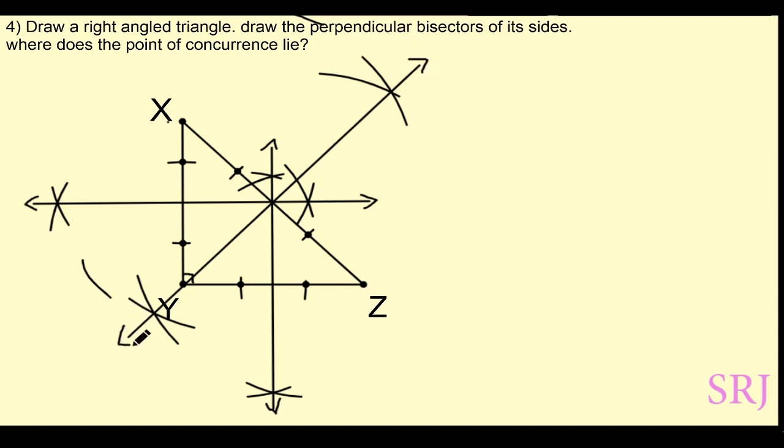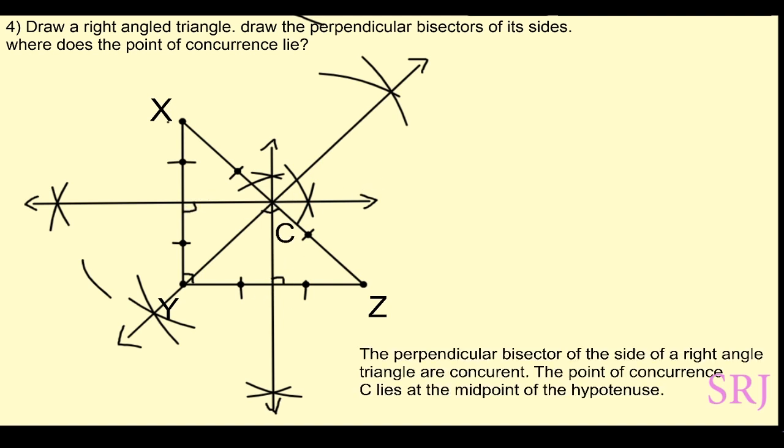Now name the point of concurrence as C. So the final statement is: the perpendicular bisectors of the sides of a right angle triangle are concurrent. The point of concurrence C lies at the midpoint of the hypotenuse.